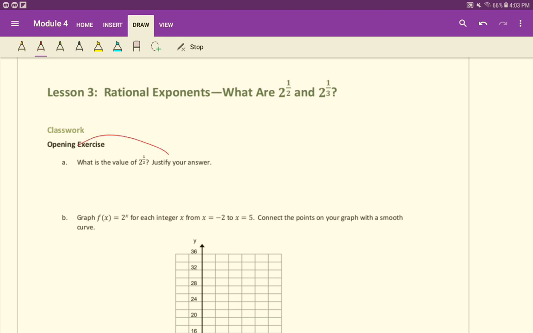So, what is the value of 2 to the 1/2? Justify your answer. We don't really have a paradigm for this yet. What does it mean, 2 to the 1/2? So we're going to come back to that in a second.